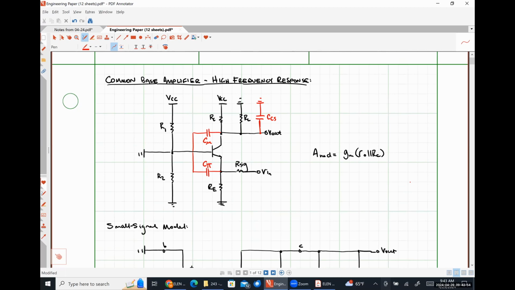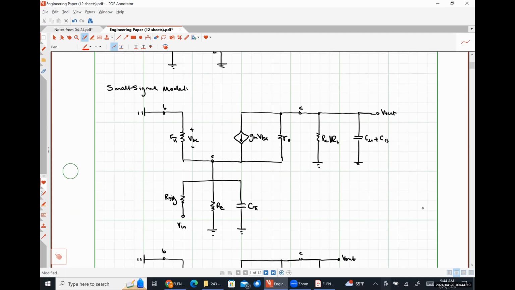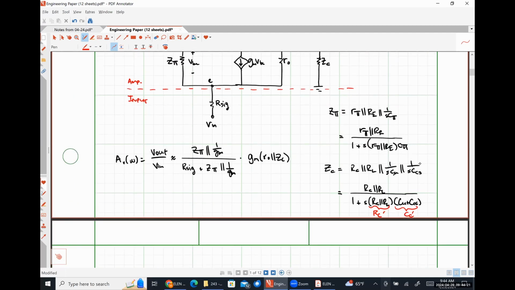CCS is between the collector node and ground. C mu, so here's the collector node, here's ground. C mu is between that same collector node and this ground over here. So they are definitely in parallel. And I know that I can just add the capacitances together because they're in parallel, and then take the impedance of that equivalent capacitance, which is effectively what I was doing here.